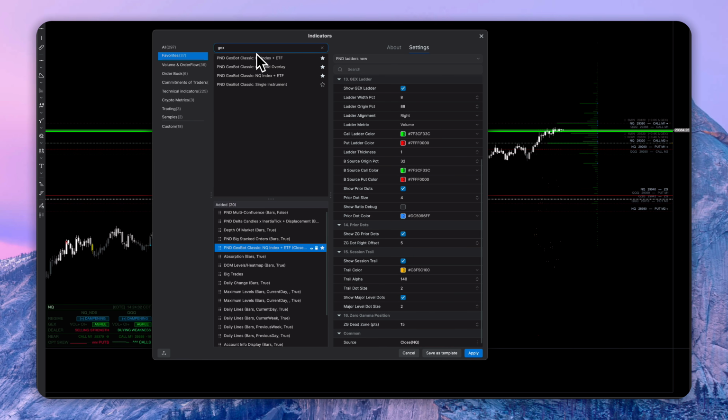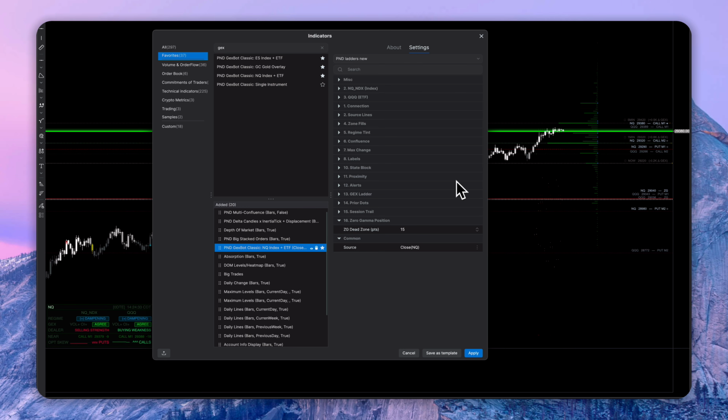What comes with this DLL is one for NQ that has the NDX index and ETF. But let's say you only want to see NQ, then you can use the classic single instrument. This will work on any instrument that GexBot supports, and you just put the single instrument there. So this will be on NQ all the way to the stocks that they support as well.